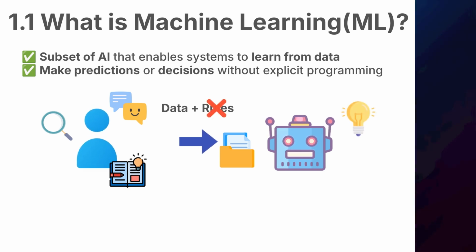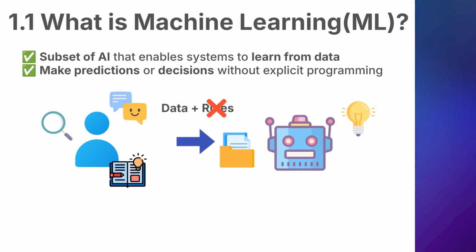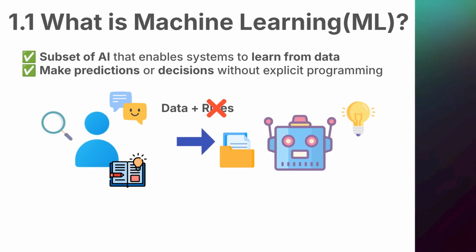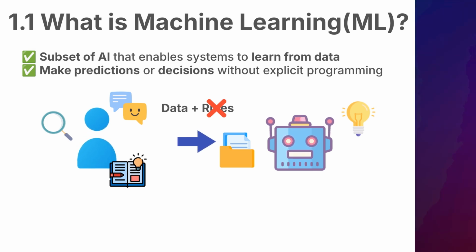For example, let's think of an email spam filter. You show it many emails labeled spam or not spam, and it learns how to spot spam on its own. So instead of writing a long list of if this, then that rules, machine learning learns the rules by finding patterns in the data.